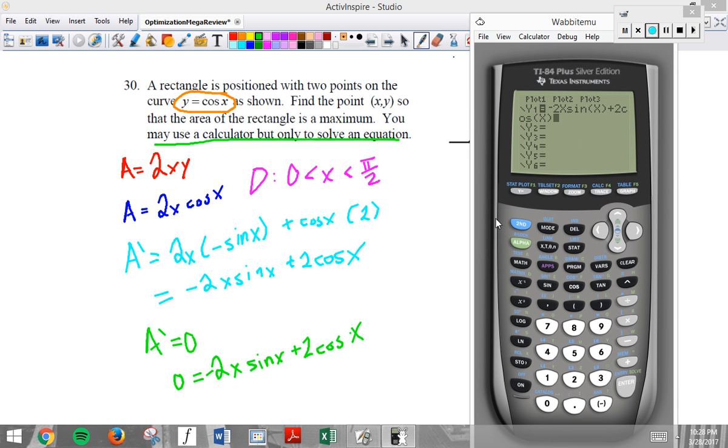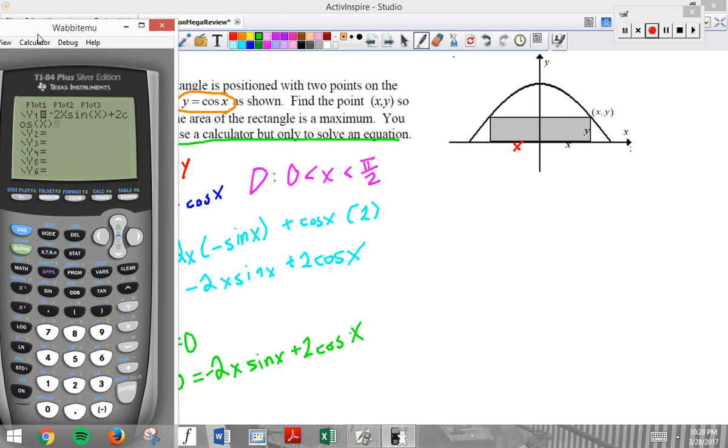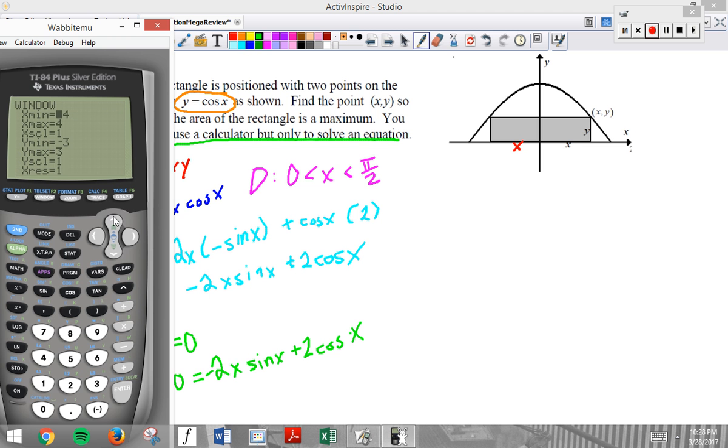Nothing else. It's an old operating system. Don't freak out. What's the window I'm interested in? I'm interested in my domain being between 0 and pi over 2. I'm interested in the solutions between those two values of x. ZoomFit is fine. If you want to be looking at the same graph I am, you should have that in your calculator. But you already did this problem, so what am I talking for?